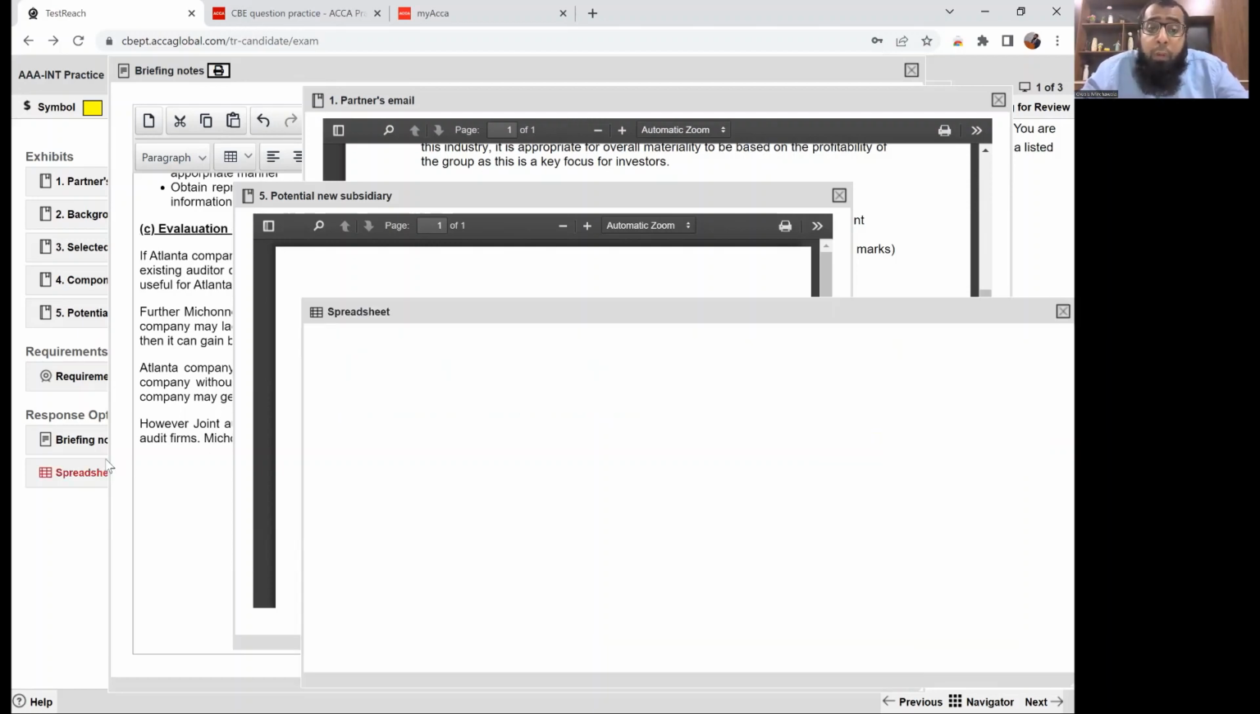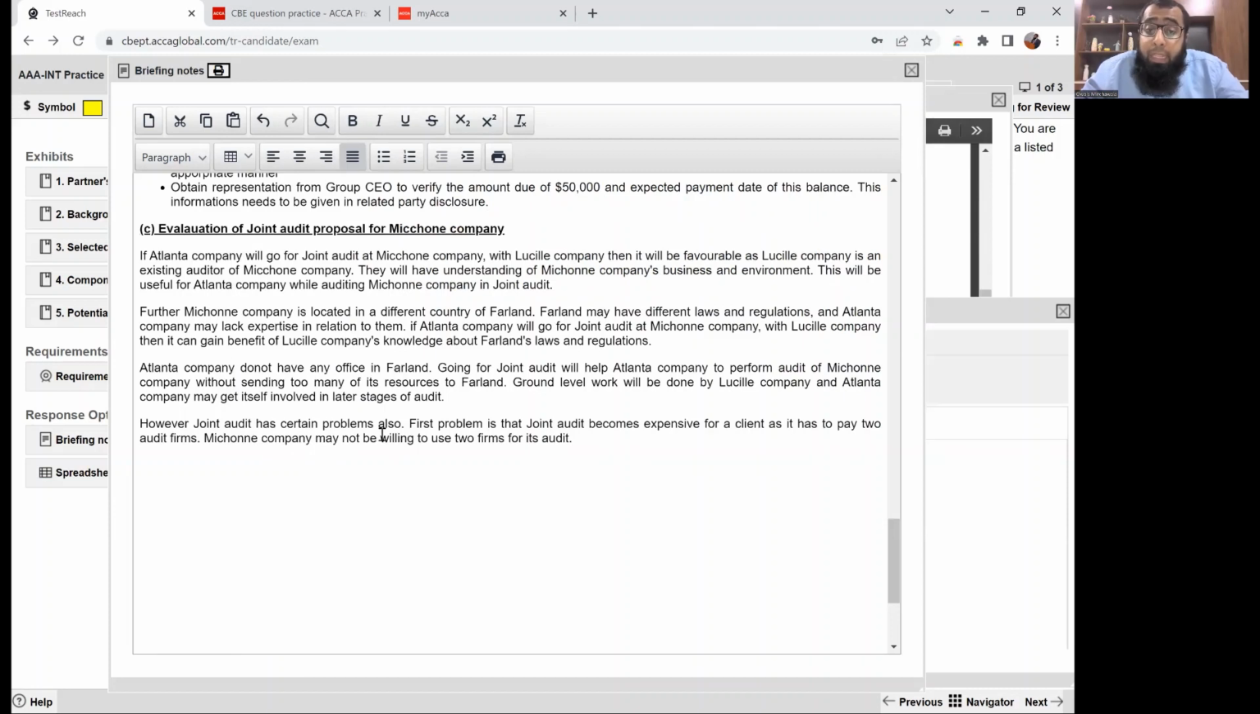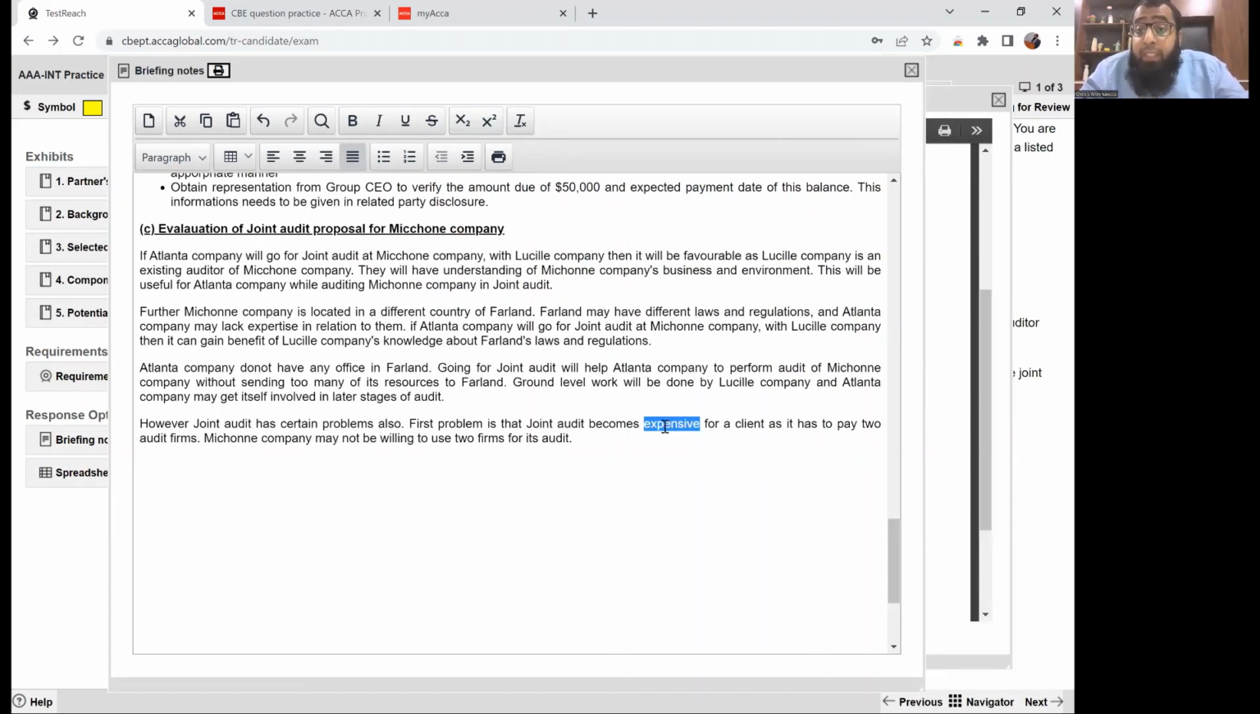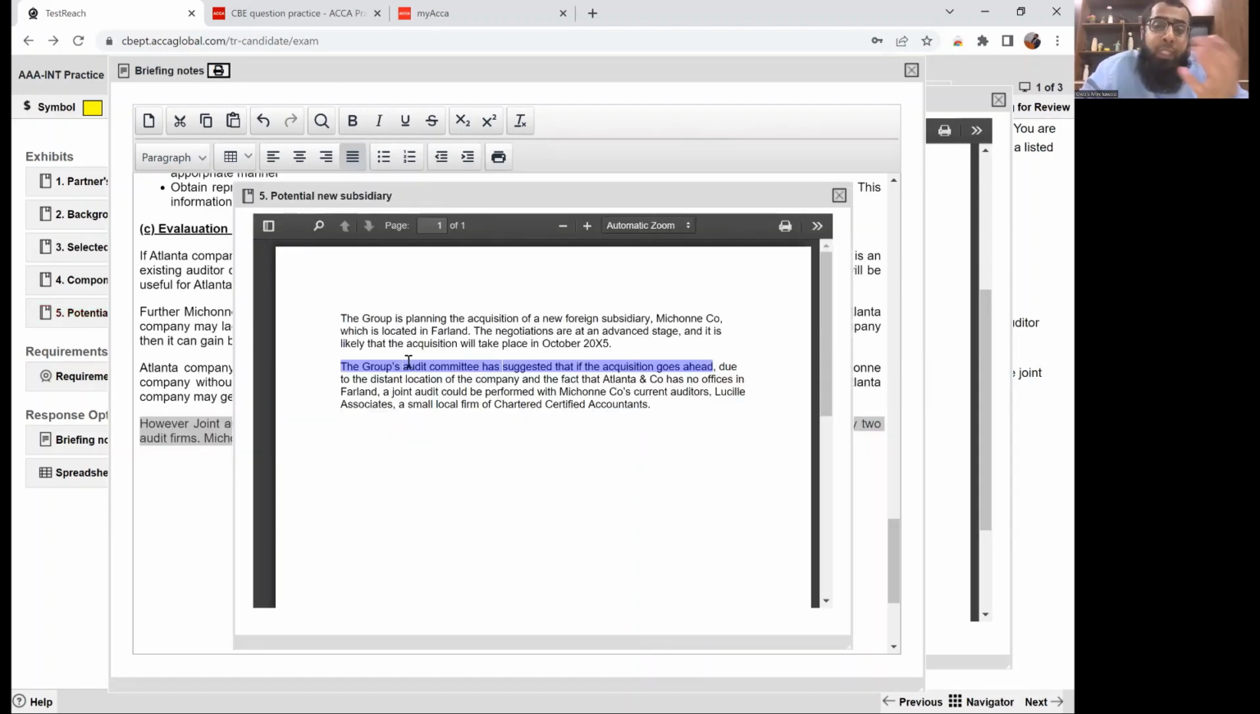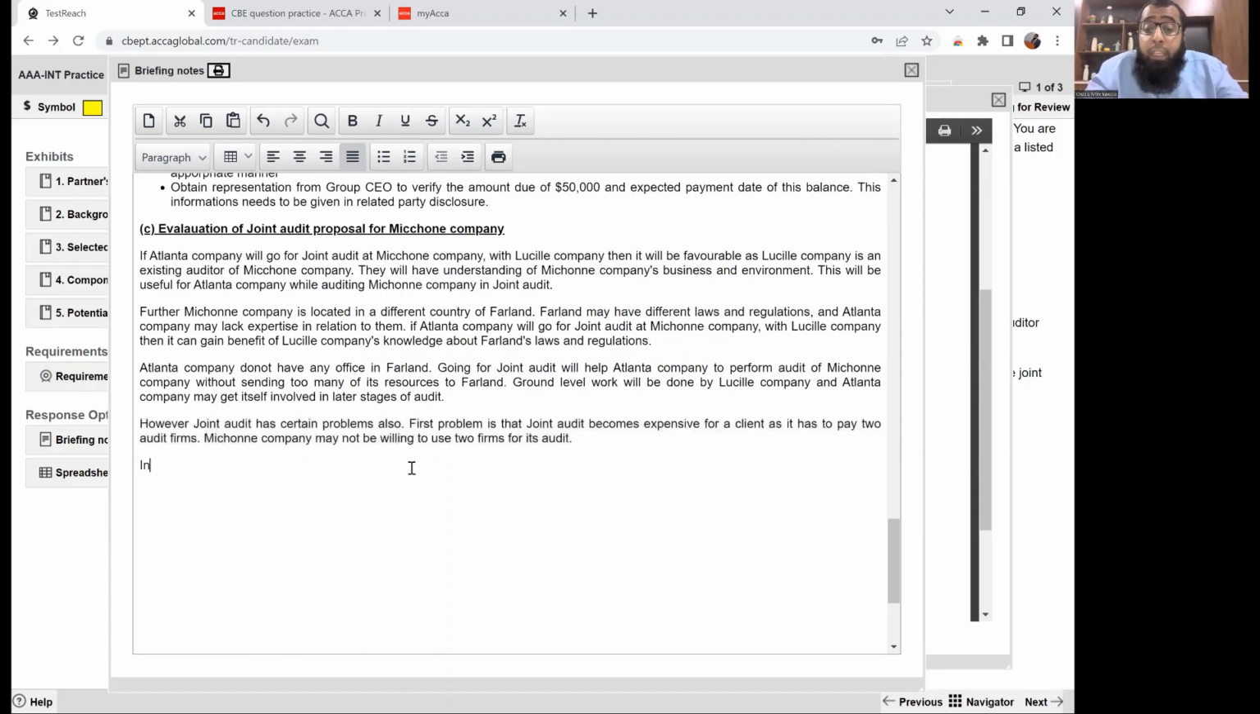Okay, so however, joint audit has certain problems. First problem, that it may become expensive. Okay, but since it is a proposal given by the group audit committee, they must be prepared to pay for that. But it is a normal problem. Then, secondly, in joint audit, liability of audit firms is joint in case of any claim.